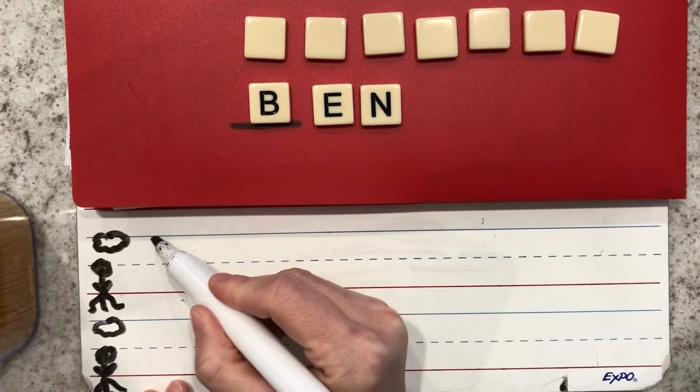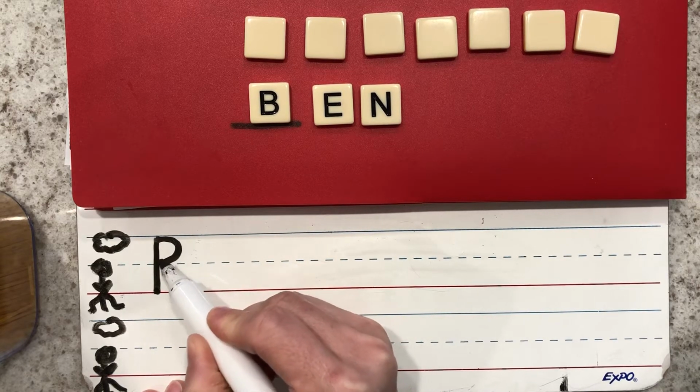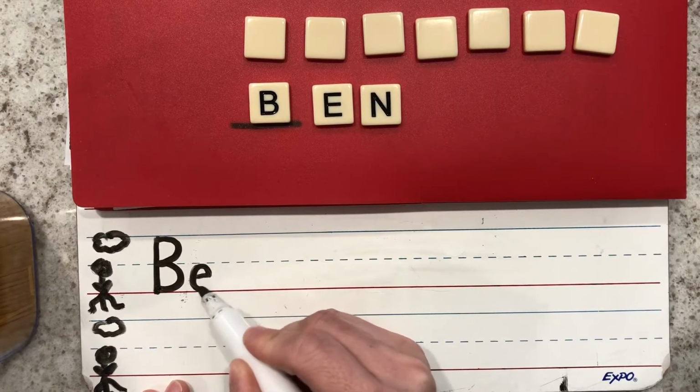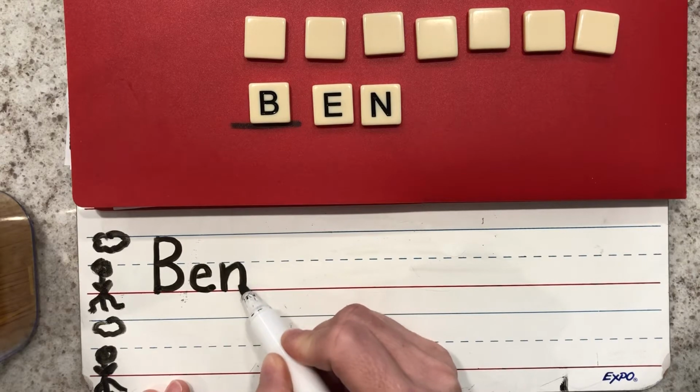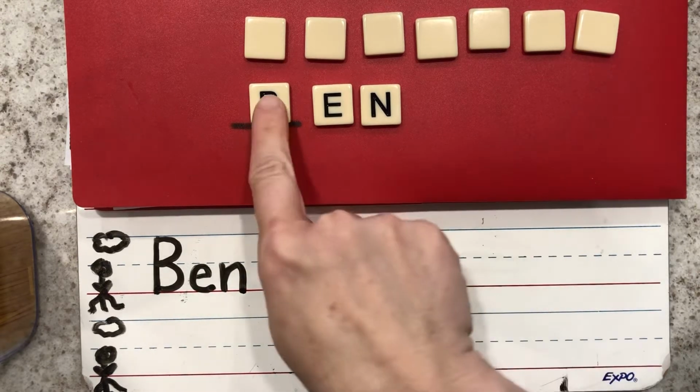So it's gonna start at the top. We straight line down, go back up to the top. We circle around to the middle and then circle around to the bottom. Do a lowercase e and a lowercase n, and that spells Ben. All right, let's see what we have next.